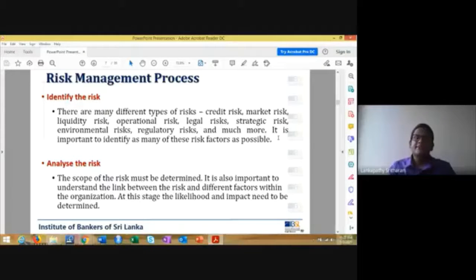So sometimes, when a bank or finance company is granting loans, environmental risk also has to be factored in. So when they are doing an investment activity or loans and advances, any operations, they have to identify the types of risk: credit risk, market, liquidity, operational, legal, strategic, and environmental and regulatory risk, as much as possible. They have to first identify, then analyze, and then mitigate and control.